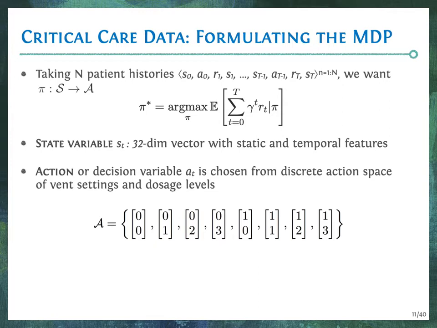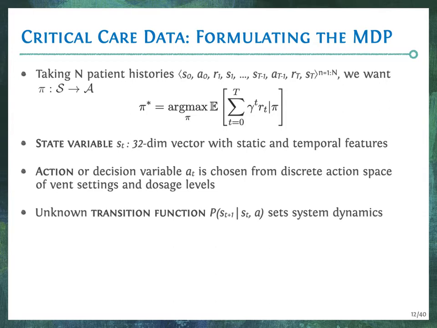Our action space for this problem is a simple, discrete space of 8 possible combinations of vent settings and sedation dosages. So the first element can take values 0 or 1 for whether the patient is kept on or off the ventilator, and the second takes one of 4 possible dosage levels. This is created with the help of domain experts to map the various administered sedatives all into a single scale.